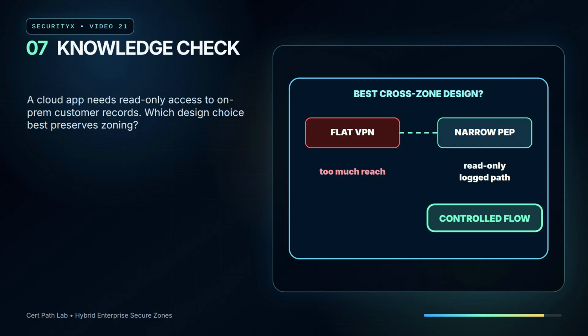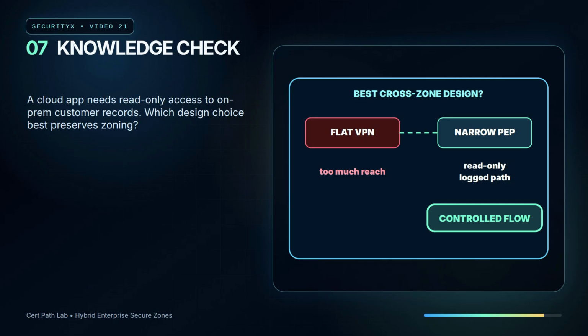Knowledge check. A cloud application needs read-only access to on-prem customer records. Which design choice best preserves secure zoning? Do not create a broad flat VPN that lets the cloud subnet reach the data center. Prefer a narrow, authenticated, logged path through a policy enforcement point with read-only authorization, data classification, and monitoring tied to the business use case.